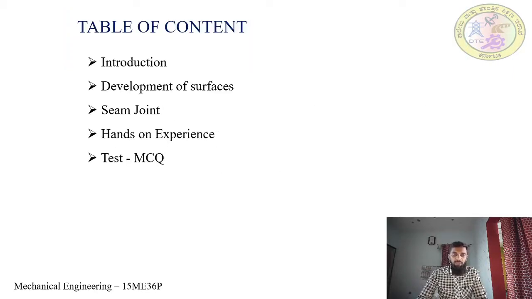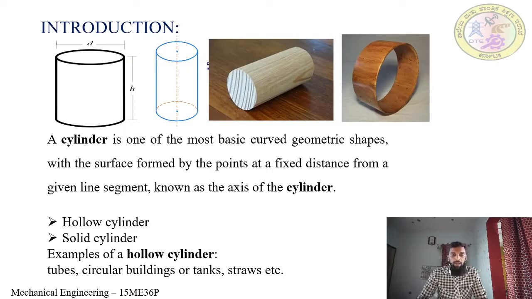Its table of contents is as follows: introduction, development of surfaces, seam joint, hands-on experience, test with some multiple choice questions. See, in the introduction part, we shall know what is actually a cylinder. See, cylinder is one of the most basic curved geometric shapes which has uniform diameter throughout its length, and it is having a central line called the axis.